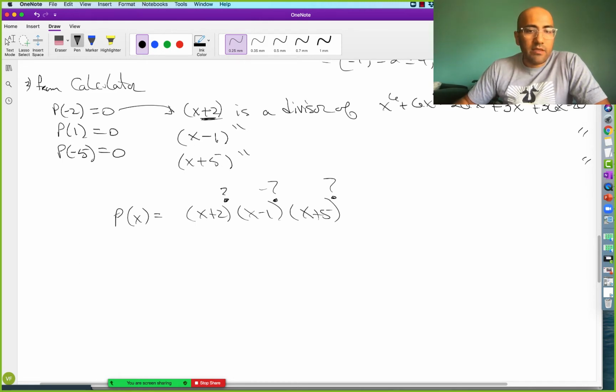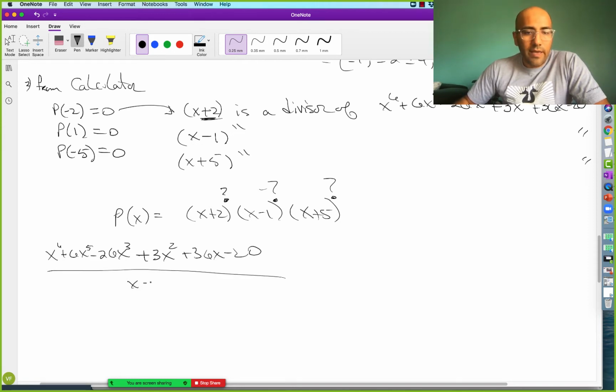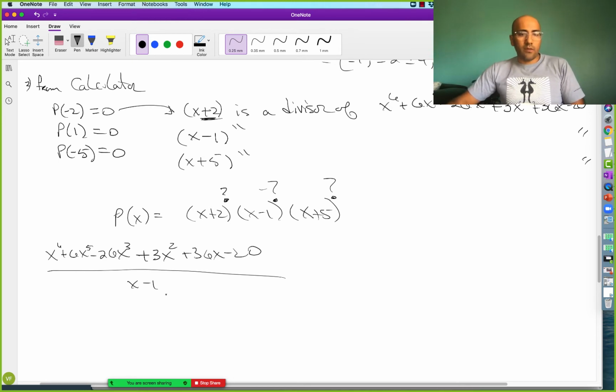Let's begin by maybe this one. 1 is usually the easiest thing to work with. So divide x to the 6th power plus 6x to the 5th power minus 26x to the 3rd power plus 3x squared plus 36x minus 20. Let's divide that whole thing by x minus 1. We could do it the long way, polynomial long division. We could use technology if you're allowed to use technology, but then that begs the question, if you're allowed to use technology, why not just tell the calculator to factor that whole thing? I mean, it could do it. So we're going to have to do it the old-fashioned way.